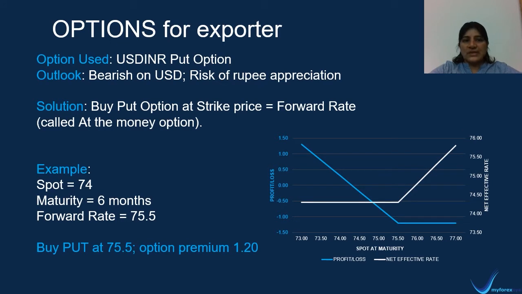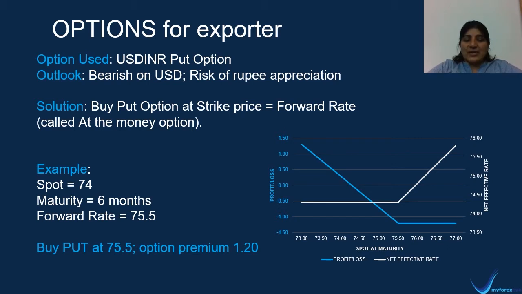Now in this example, the option used is the USD INR put option. The outlook is bearish on the dollar and the risk is certainly of the rupee appreciation. So the solution that we have is we buy a put option at the strike price which is equal to the forward rate. Now this price which is equal to the forward rate is called the at the money option.